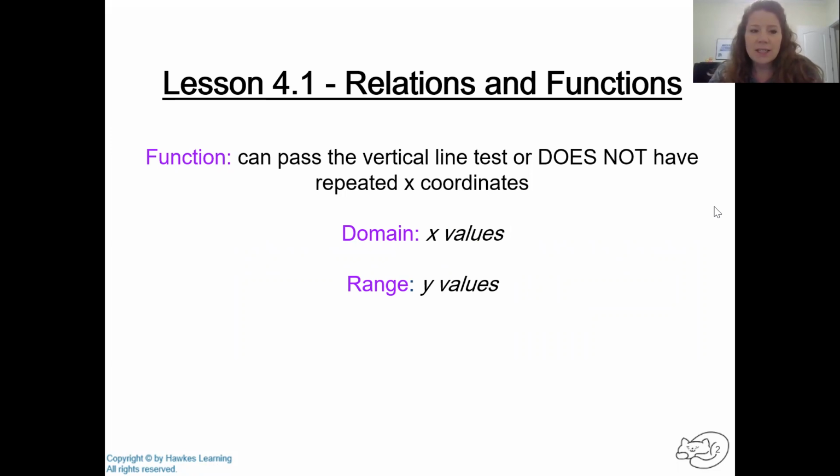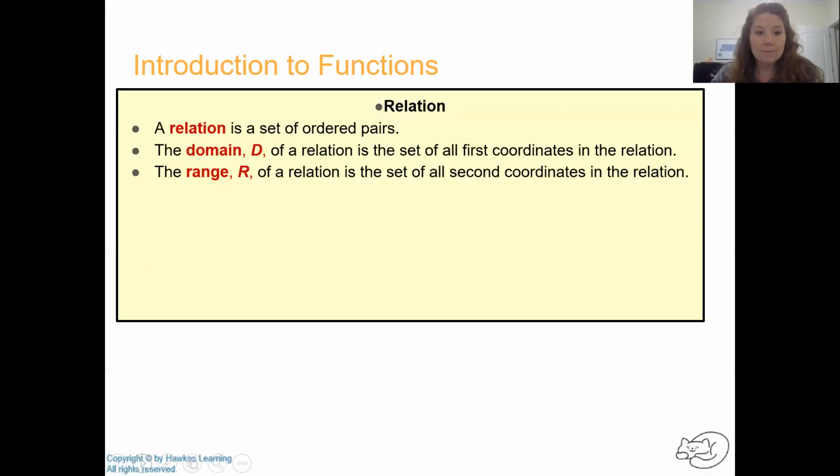Also, if you look at the screen, a function can pass the vertical line test, which I'll show you what that means, and does not have repeated x coordinates. The other two words we'll look at are the words domain and range. Domain are all the x values, and the range are all the y values. One way to keep them straight is that x comes before y in the alphabet, as D comes before R. So both of them are in order alphabetically. Domain goes with X and range goes with Y.